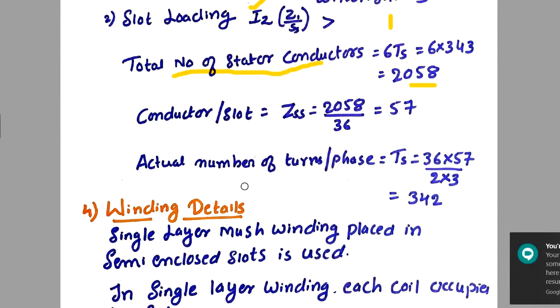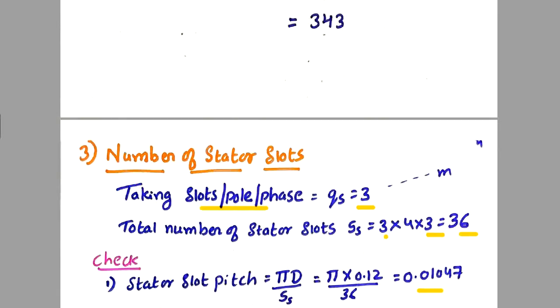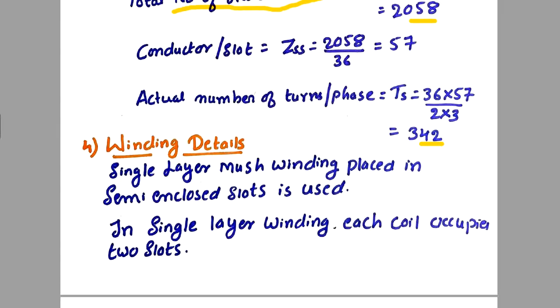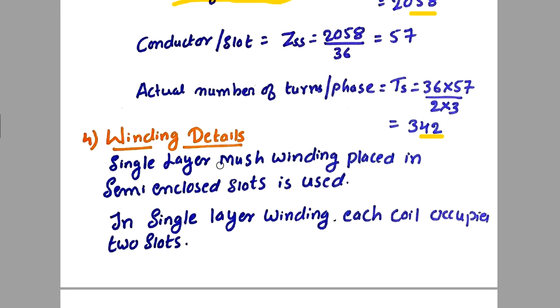Number of turns per phase means each slot contains 36 conductors. So 36 into 57, divided by 6, gives 342 conductors. Initially it was 343, but after revision we get 342 conductors.